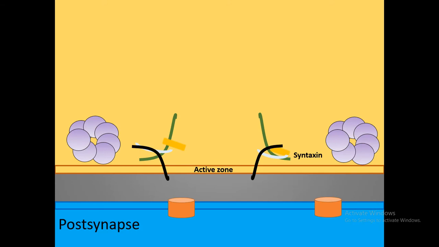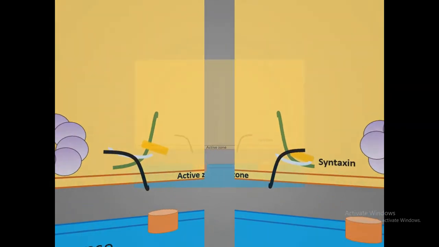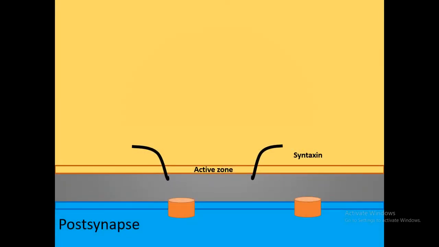And once the neurotransmitter is released, the T-SNARE and V-SNARE interaction is resolved by proteins like NSF. They have ATPase activity which can cleave off the interaction and thereby recycle a new round of T-SNARE into the system.